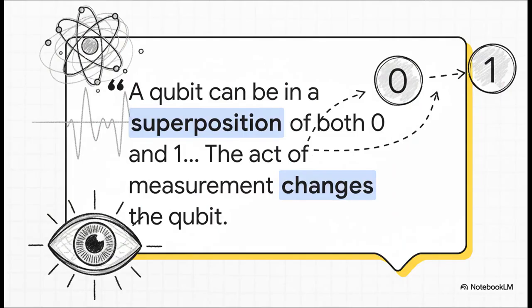And just like those silver atoms, this superposition only lasts as long as we aren't looking. The moment you try to measure a qubit, you force it to collapse into a definite 0 or 1, and you actually change its state in the process. This is both the source of a quantum computer's incredible power and, frankly, one of its biggest challenges.